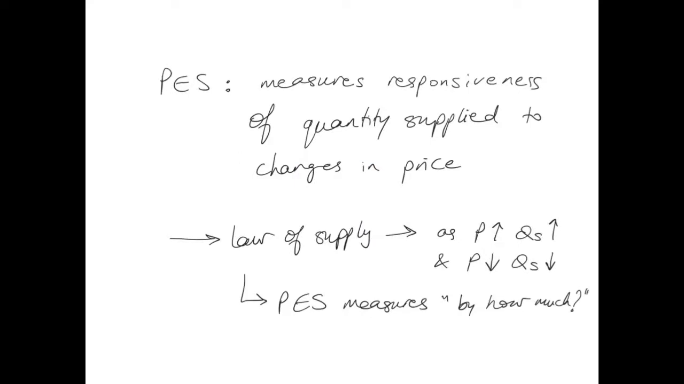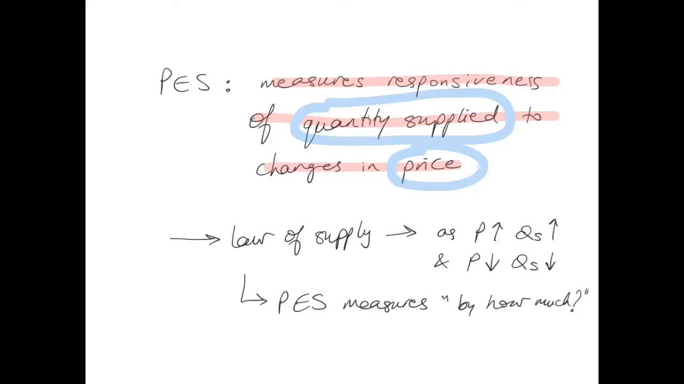So what is price elasticity of supply? PES measures the responsiveness of quantity supplied to changes in price. So it attempts to measure by how much quantity supplied will change whenever there's a change in price. We know from studying the law of supply that ceteris paribus, as price rises, quantity supplied increases, and as price falls, quantity supplied decreases. So the law of supply tells us the direction in which quantity supplied changes when price changes. PES, price elasticity of supply, on the other hand, measures by how much.